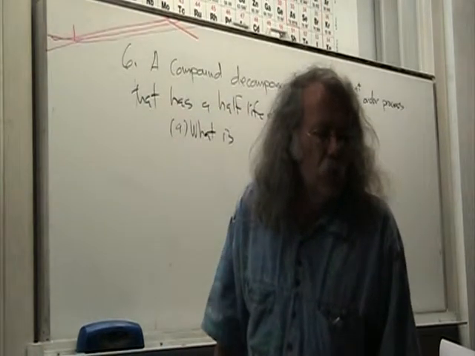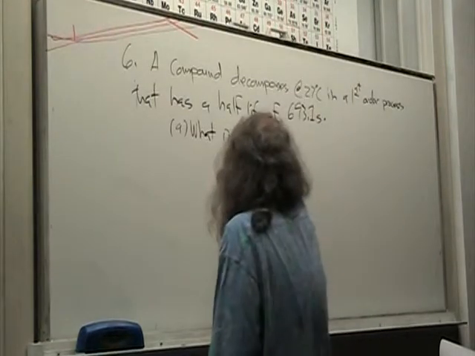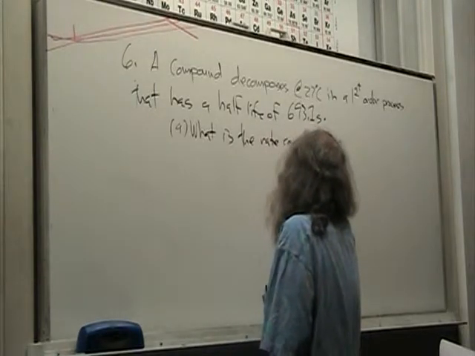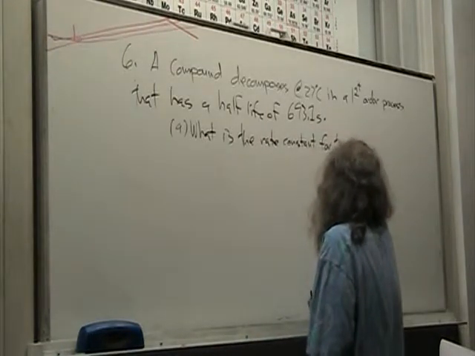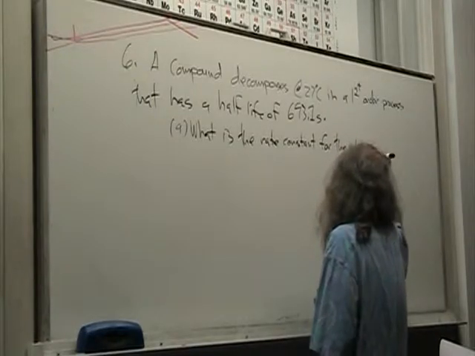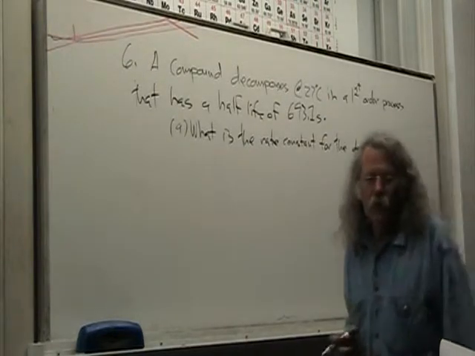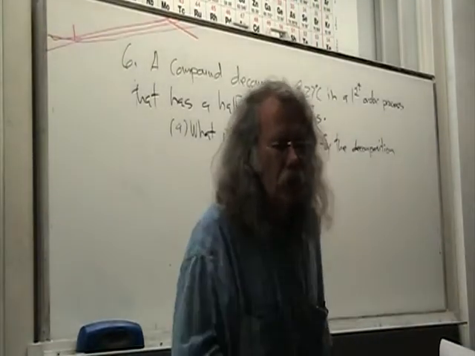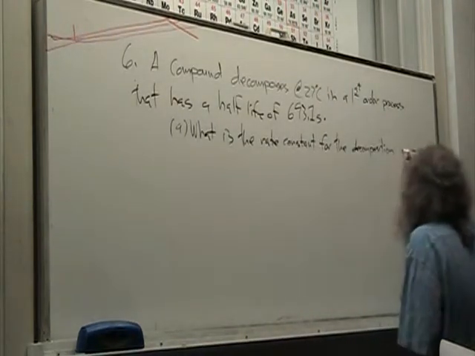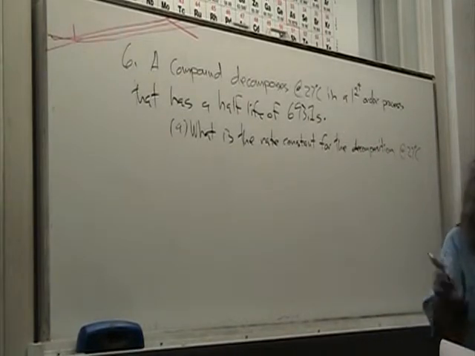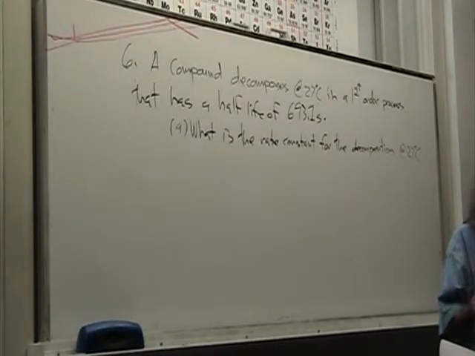What is the rate constant for the decomposition? The rate constant for the decomposition at 27 degrees. I had to include that. That wasn't spurious information. At 27 degrees, the rate constant, because the rate constant depends on what? Temperature. It's a constant at constant temperature.